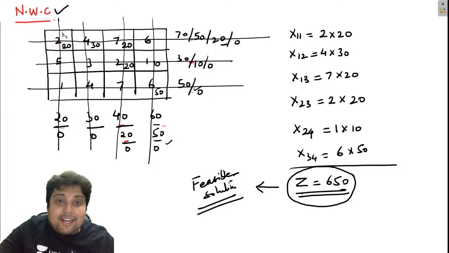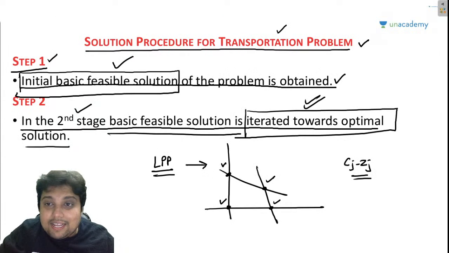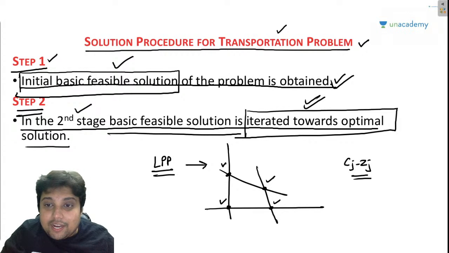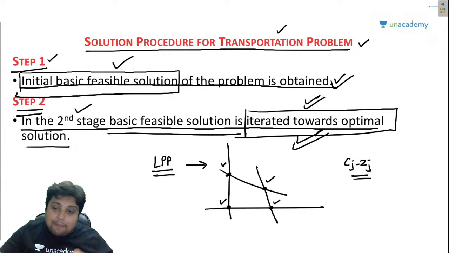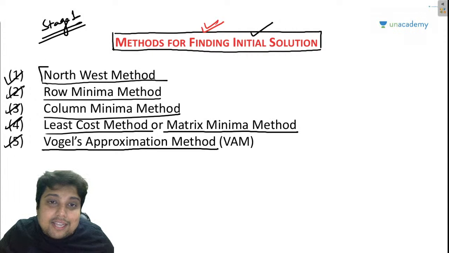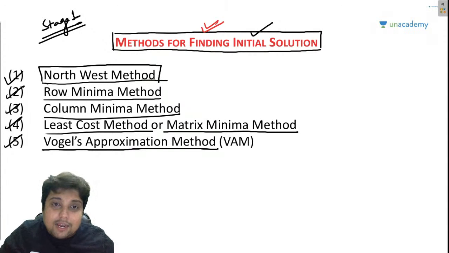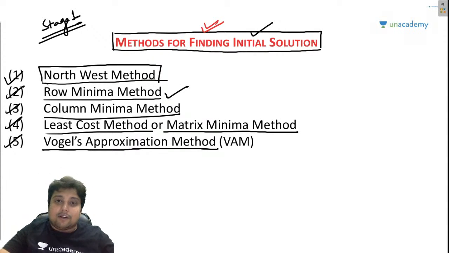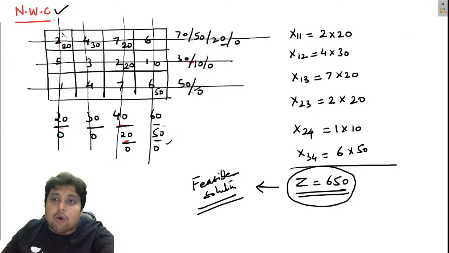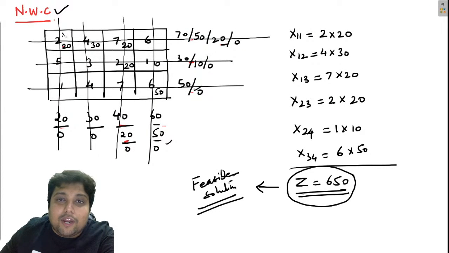Stage 1, finding the feasible solution. There is another stage, the second step, that is to iterate towards the optimality test. But remember my friends, currently I am going to find the feasible solution with all these 5 methods, and I have already done that using the northwest corner method. Now let me move on to the row minima method. I hope you people have understood how the northwest corner method functions.